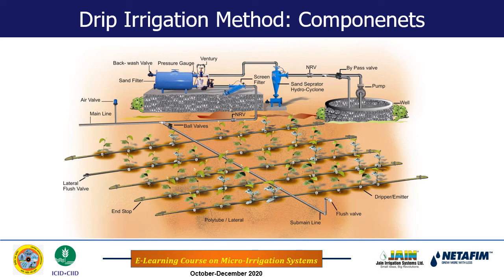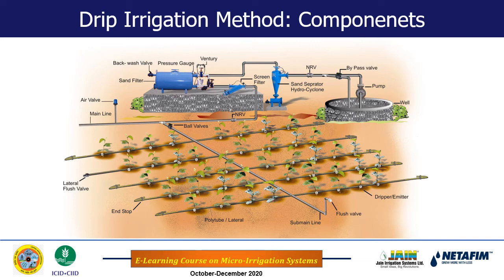So if here pressure is 10 meter, here pressure may be 6 meter. Okay, so therefore here if you get the discharge of 4 liter per hour, then here you may get the discharge of 2 liter per hour only. Okay, and if you get the discharge of 4 liter per hour at one place and 2 liter per hour at the end, then its uniformity efficiency is just 50%, and we don't want the drip irrigation system to operate at the 50% efficiency. In fact, it is considered that the efficiency of drip irrigation system has to be 90 or 95%.